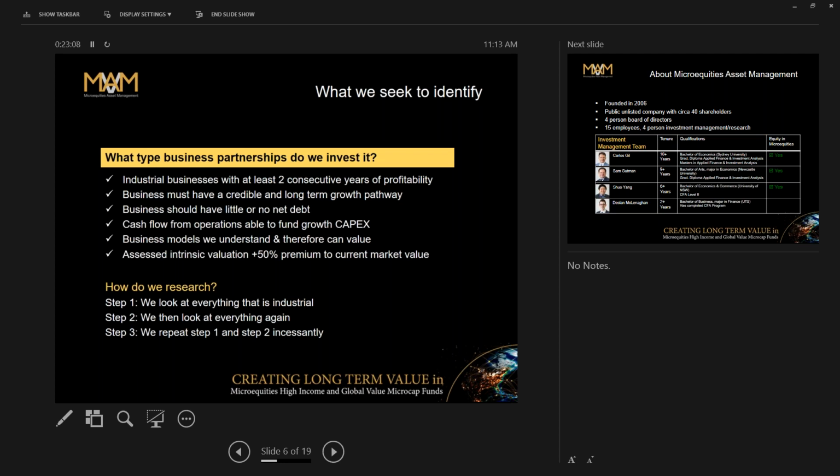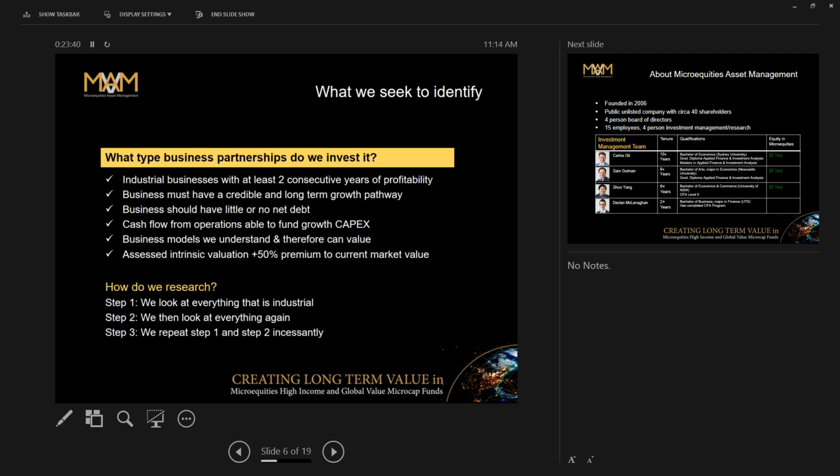Now, what ultimately drives long-term returns is the intrinsic valuation. So in order for the intrinsic value to rise, the company must have a credible and probable long-term growth pathway. That is, when we think about the potential business partnership in 5, 6, 7 years from now, we would like to think that the business is going to be substantially larger in terms of its revenue, in terms of its earnings generating capability and its free cash flow.